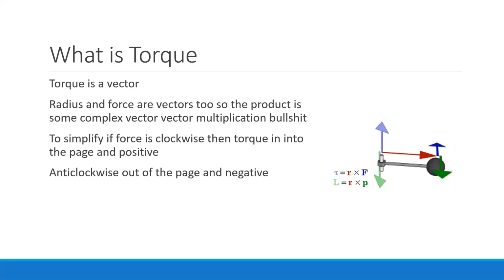what we do is we say if it is going clockwise, we say it's positive, going into the page, and when it's anti-clockwise, we say it's negative, and we say that it's going out of the page, sorry. But those don't matter too much. I'm just trying to let you guys know that torque is a vector.